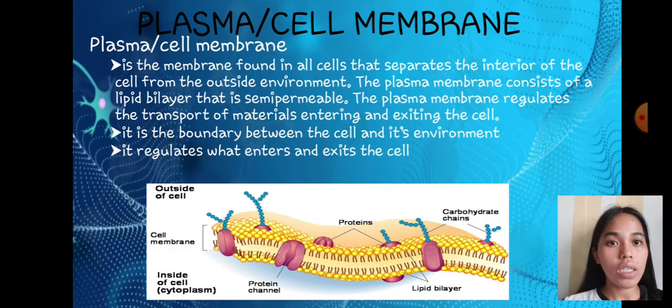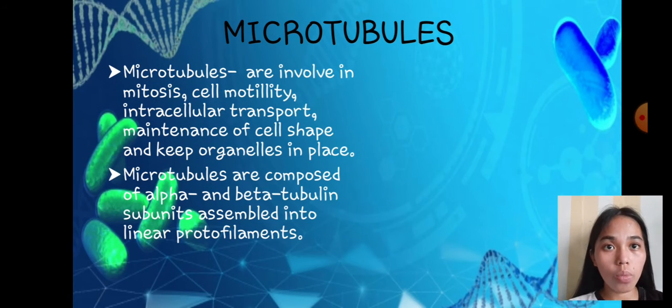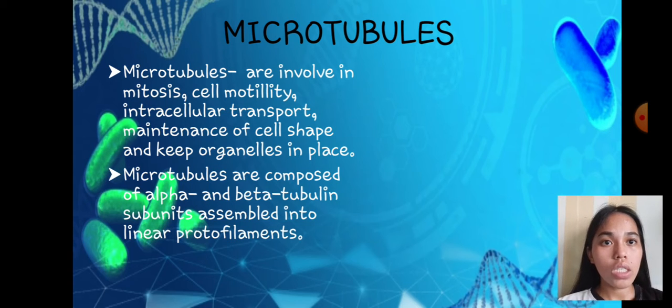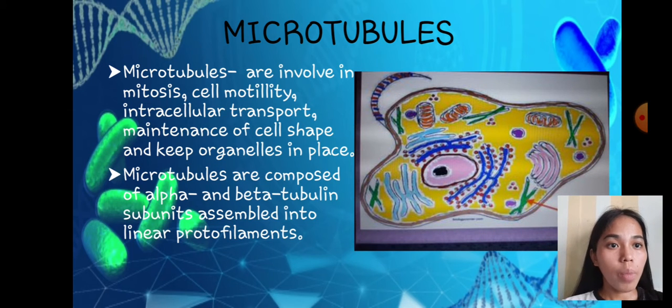Next is microtubules. Microtubules are involved in mitosis, cell motility, intracellular transport, maintenance of cell shape, and keeping organelles in place. Microtubules are composed of alpha and beta tubulin subunits assembled into linear protofilaments. This is an example of microtubules.